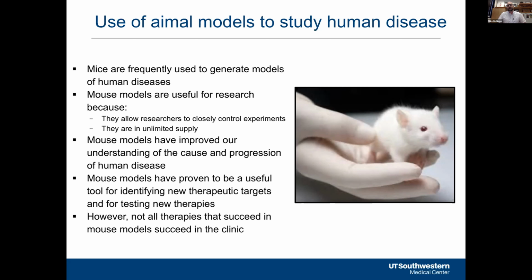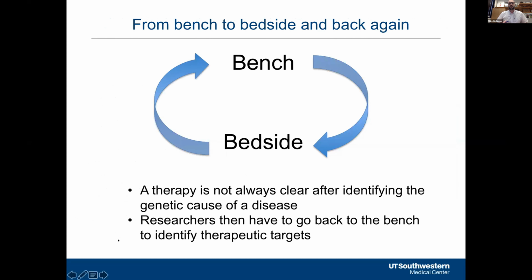And in the past, mouse models have been successful in actually improving our understanding of the causes and progression of disease. And they've been useful in identifying new therapeutic targets and for testing existing therapies. However, not all therapies that succeed in mice actually succeed in the clinic. And that's where we have to go back and forth from the bench to the bedside and back again, and use information to further refine and develop our models.